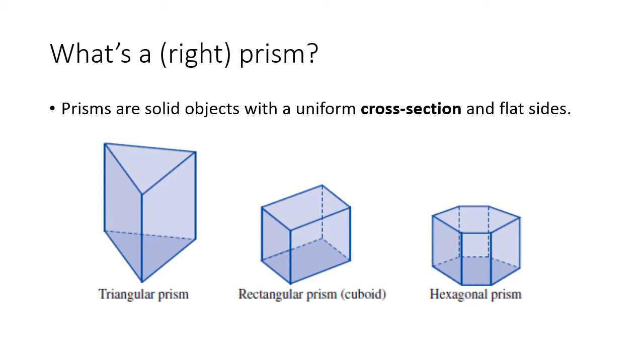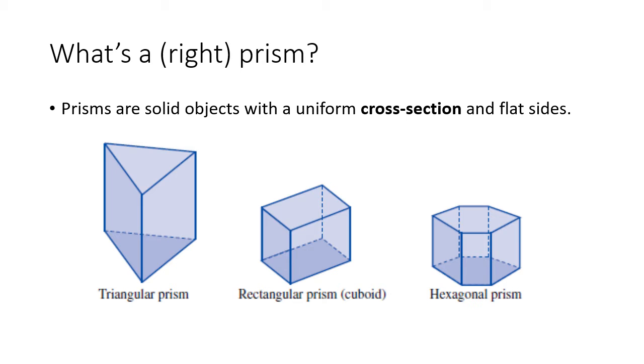Okay, so what's a right prism? I just wanted to be a little bit more detailed on this one because there are actually prisms which are not right prisms that you might come along to later on. In the textbook, it really just talks about a prism, and all the ones that we're looking at the moment are right prisms. So a prism is a solid object with a uniform cross-section and flat sides. We'll talk about what that means a little bit more in a moment.